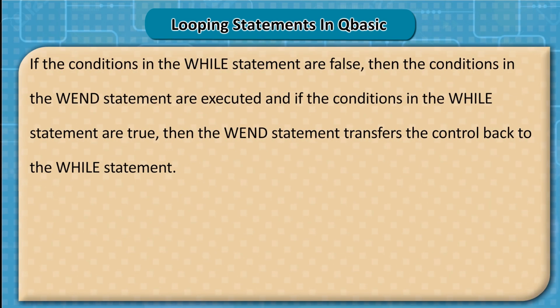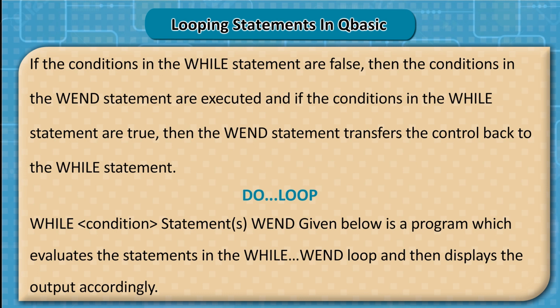If the conditions in the while statement are false, then the conditions in the when statement are executed, and if the conditions in the while statement are true, then the when statement transfers the control back to the while statement. Syntax. While condition. Statements. When. Given below is a program which evaluates the statements in the while, when loop and then displays the output accordingly.